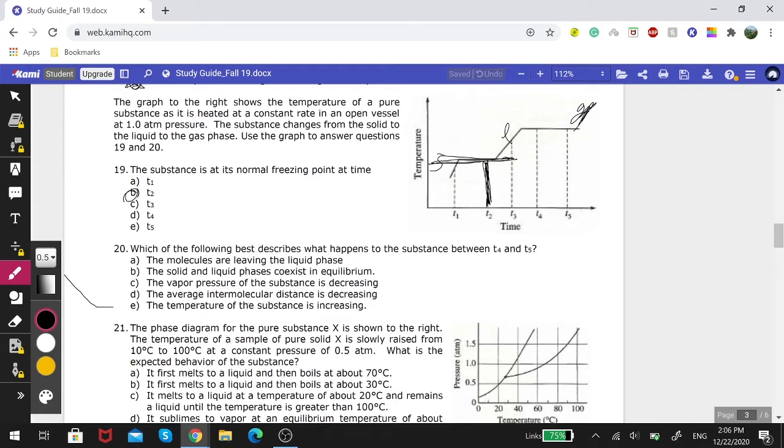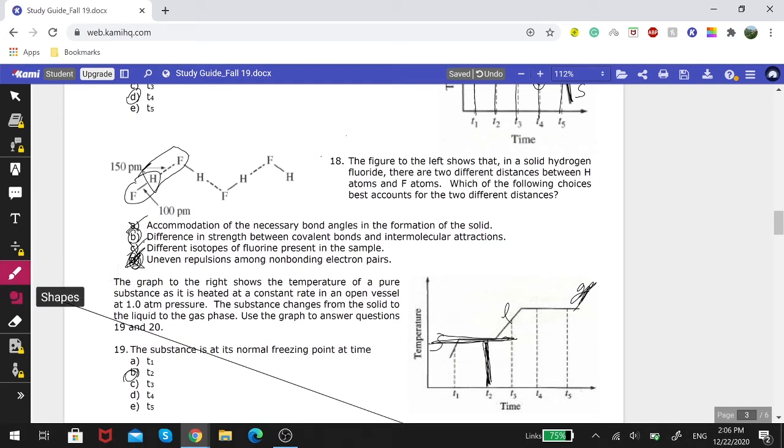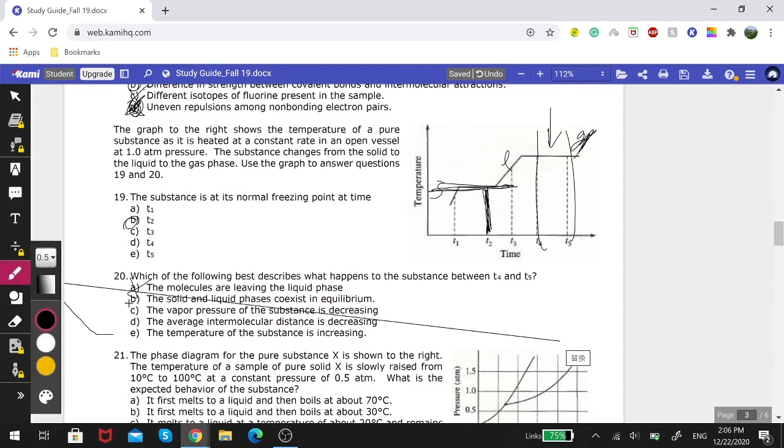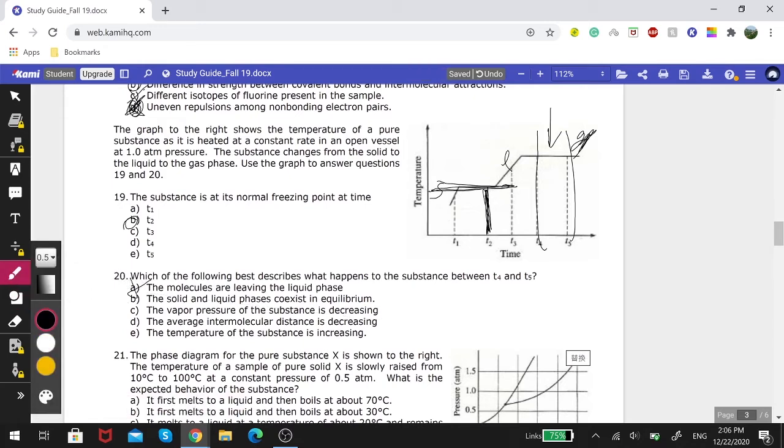Which of the following best describes what happens between T4 and T5? So what is going on in here? As you can see, there is no phase change, so it is not leaving the liquid state. The solid and liquid phases, no, it does not exist in equilibrium. It'll be gas and liquid state. The solid and liquid phases, no, that's wrong.